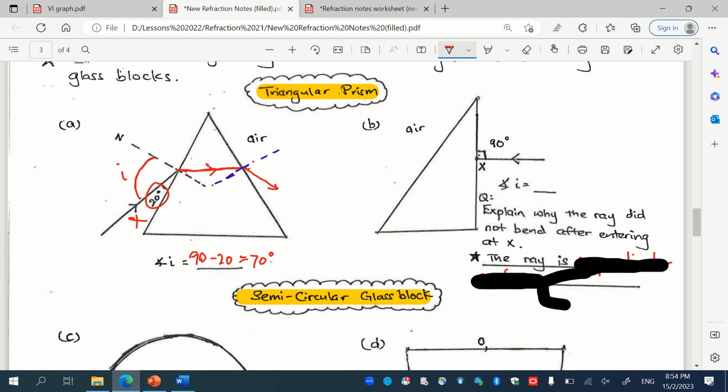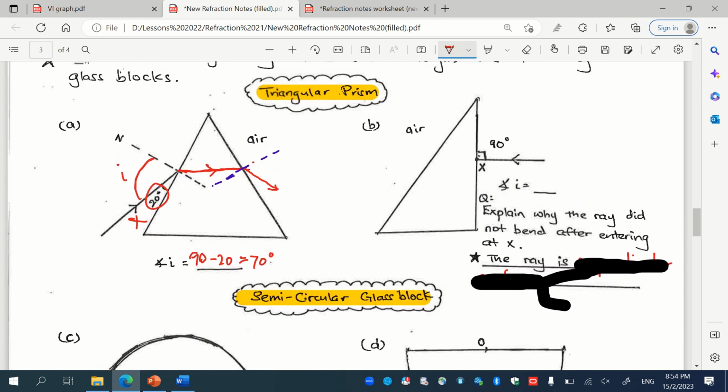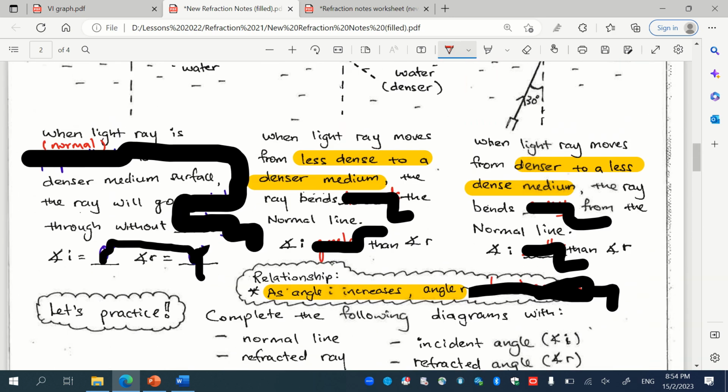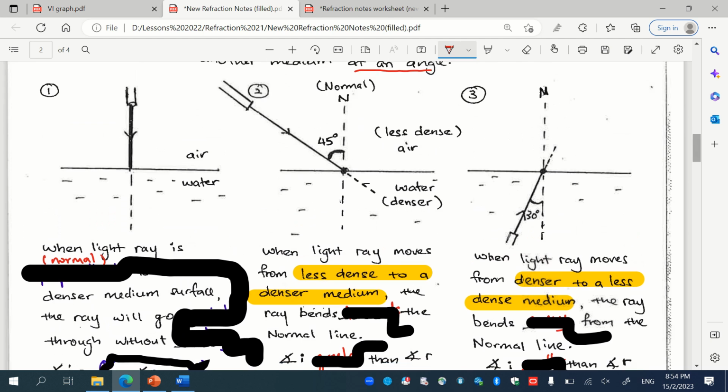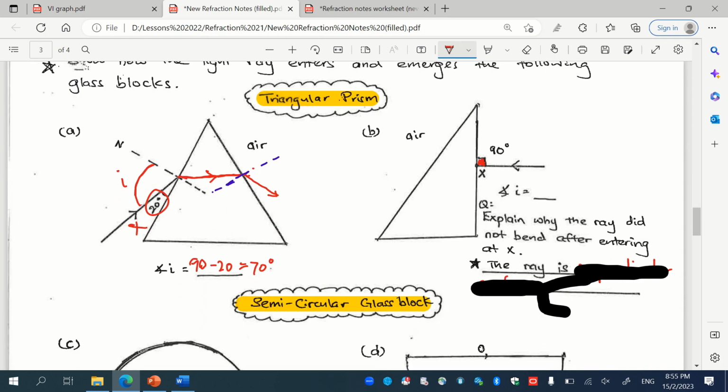Degree is a unit. Now let's look at this triangular prism. The very first line that you can draw confidently, since the ray is 90 degrees to the surface, remember rule number 1 yesterday? We said, first video clip, rule number 1: when the light ray is 90 degrees, it will go straight through without bending. So 90 degrees to the surface, go straight through. But now it meets this surface, no longer 90. It wants to go out to the air.